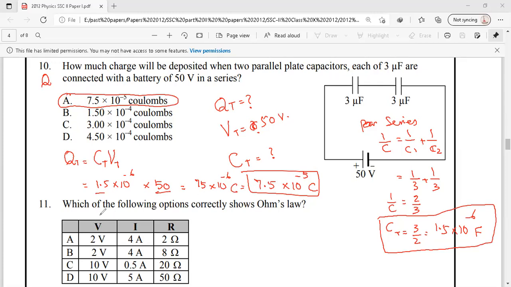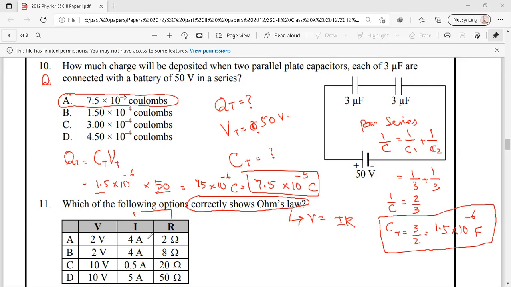Question number 11, which of the following options correctly shows Ohm's law? So, what is Ohm's law? Ohm's law states that voltage is directly proportional to current if its resistance remains constant. V equals IR is Ohm's law. So we have a pair of values for voltage and current and resistance R. So in each of the following options, V should be equal to IR. So the product of I and R should be equal to V.